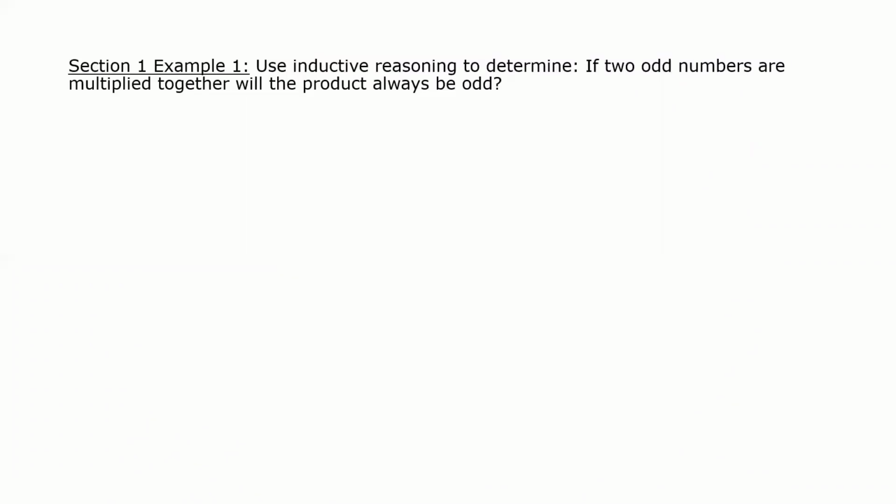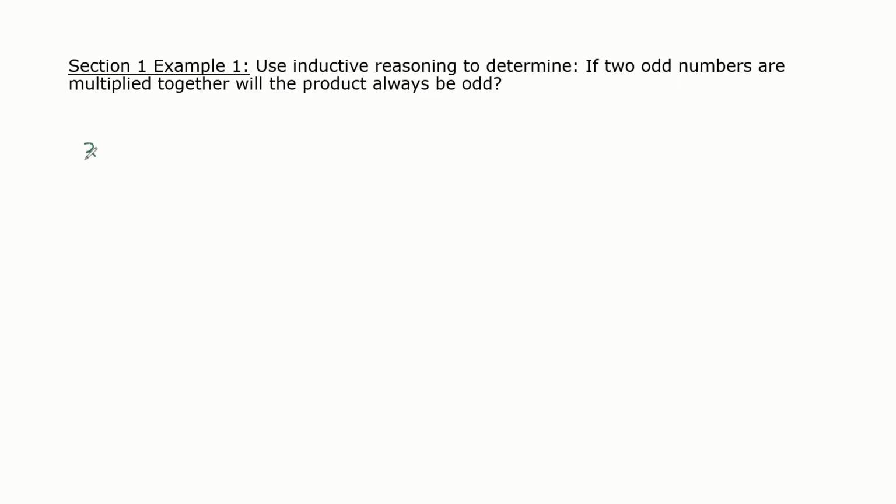Section 1, Example 1. Use inductive reasoning to determine if two odd numbers are multiplied together, will the product always be odd? When we use inductive reasoning, we do a number of examples to see if the pattern we're looking for holds. So we're going to do a few examples using two odd numbers and see if we multiply them together, we always get an odd number.